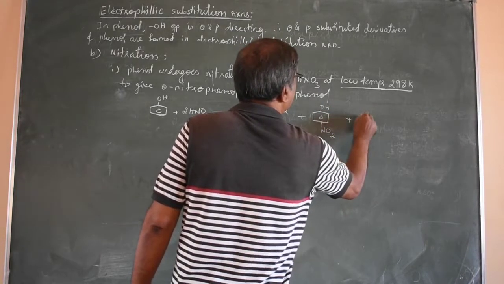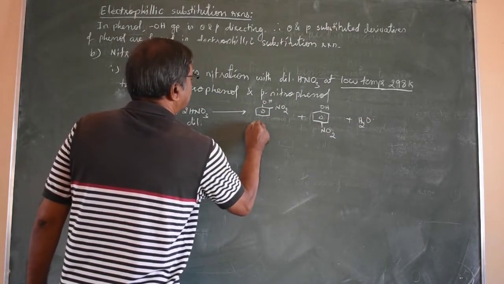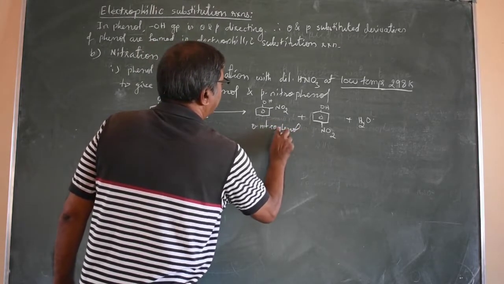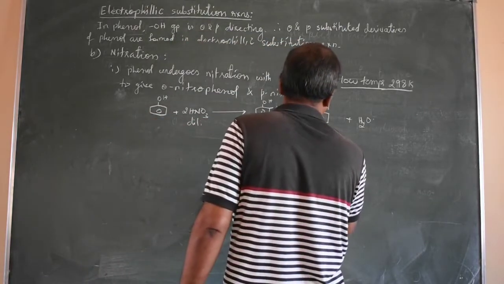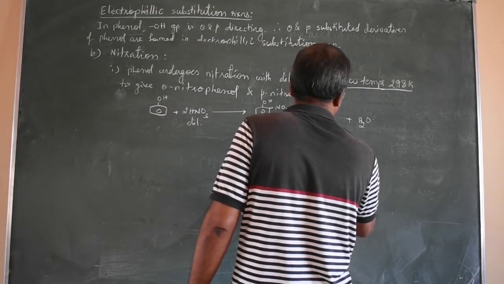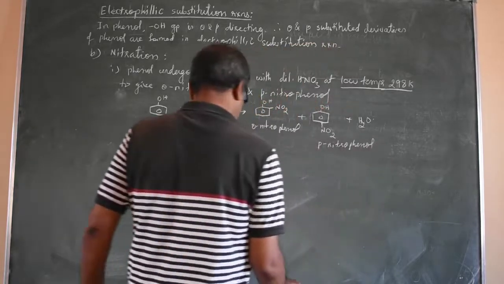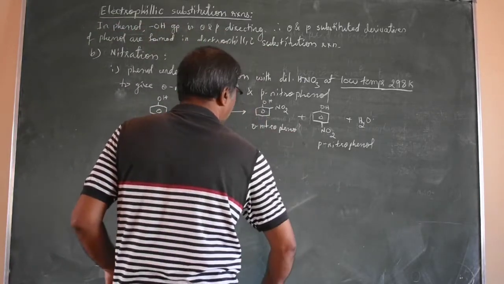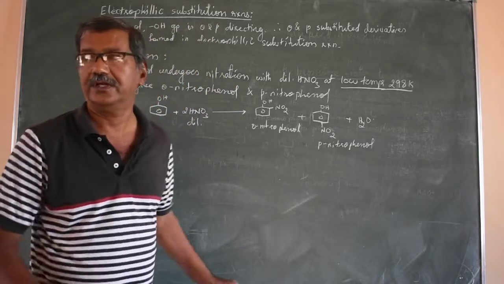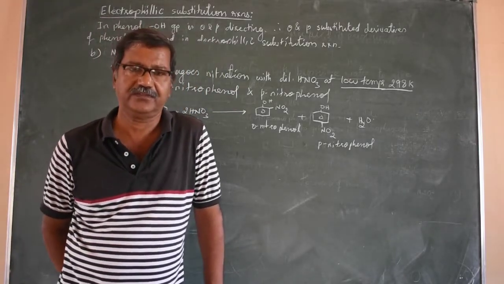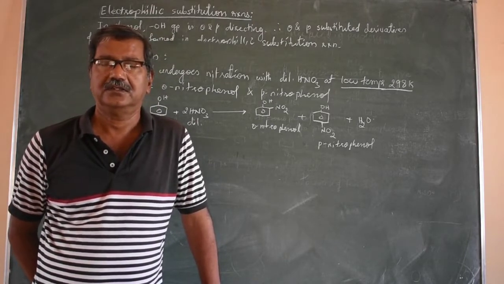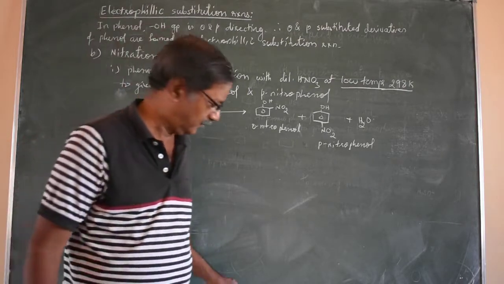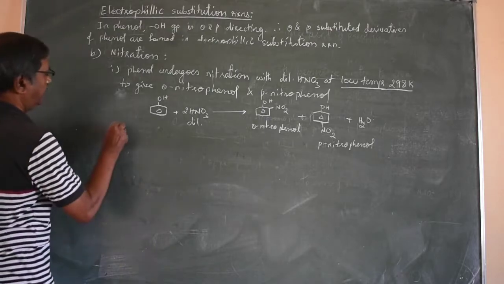So this is orthonitrophenol, and this one is paranitrophenol. Or it is 2-nitrophenol and this one is 4-nitrophenol, 2-nitrophenol and 4-nitrophenol according to the IUPAC system. And then with concentrated HNO3 you get 2,4,6-trinitrophenol, called picric acid.